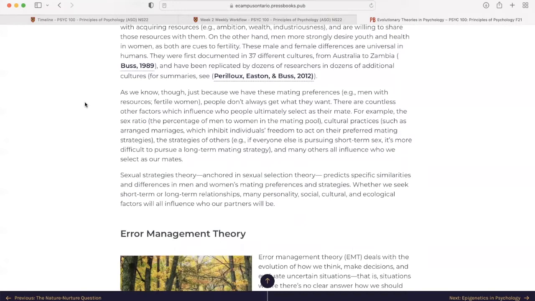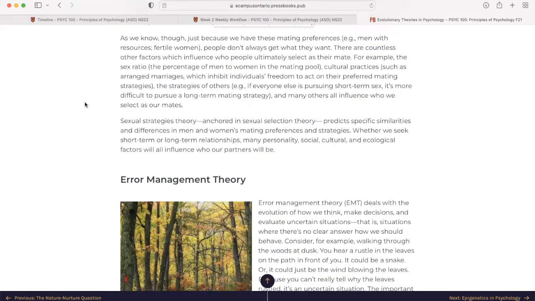As we know, though, just because we have these mating preferences, for example, men with resources and fertile women, people don't always get what they want. There are countless other factors which influence who people ultimately select as their mate. For example, the sex ratio, the percentage of men to women in the mating pool, and cultural practices, such as arranged marriages, which inhibit individuals' freedom to act on their preferred mating strategies. The strategies of others, for example, if everyone else is pursuing short term sex, it's more difficult to pursue a long term mating strategy, and many others all influence who we select as our mates.